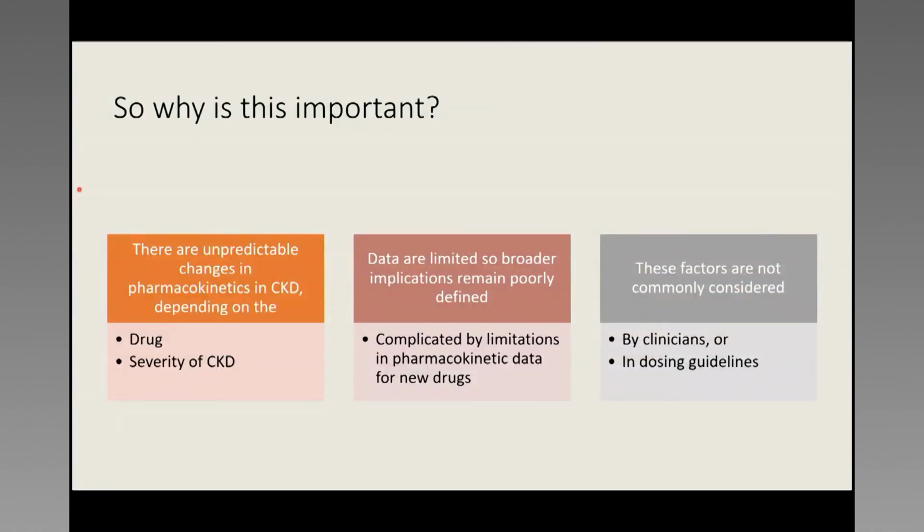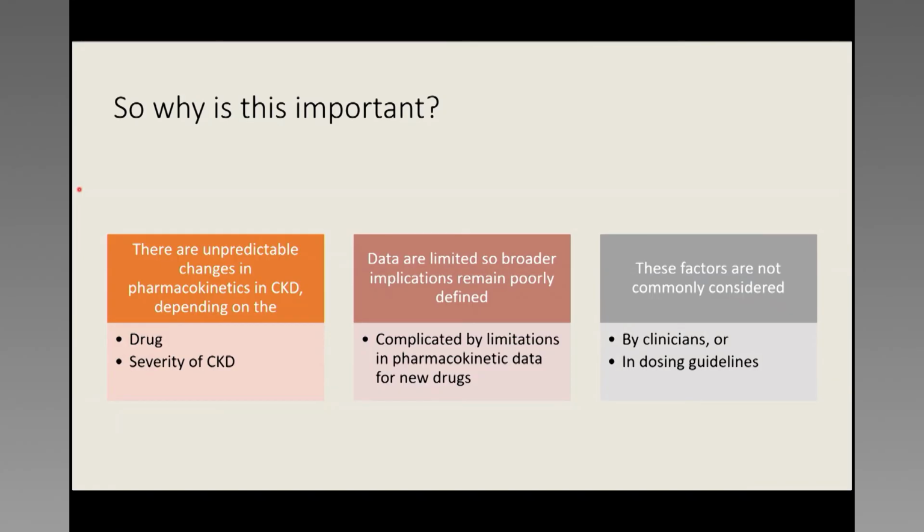So why is all of this important? Well, what I think I've shown you is there are some unpredictable changes in pharmacokinetics in chronic kidney disease, and the extent of this depends on the severity of the CKD and also the drug that we're interested in. While I've shown you a number of examples of drugs which are notable and interesting, in general, data are limited, so broader implications of this is really poorly defined at this point. And it's particularly complicated for us when we're thinking about new drugs because there's such limited data.